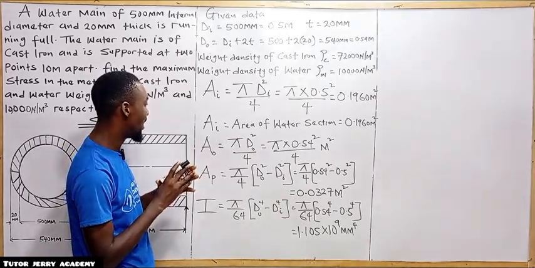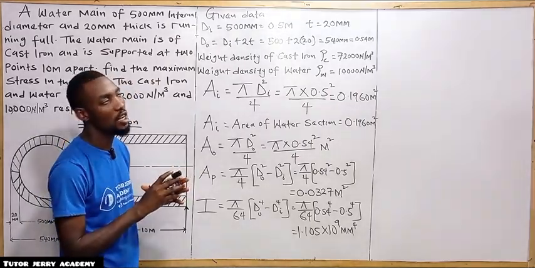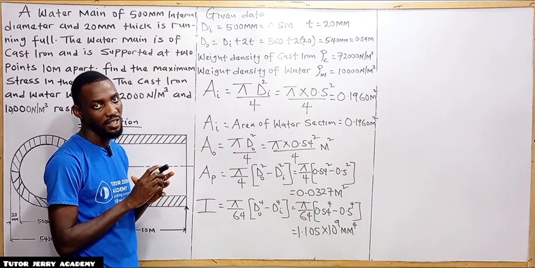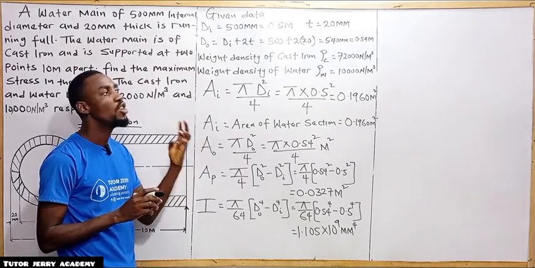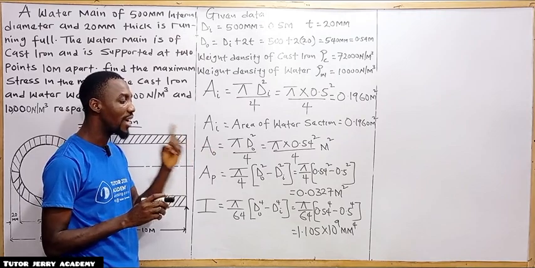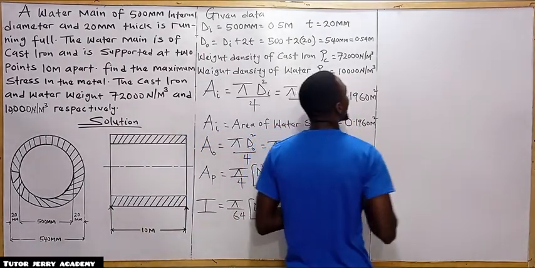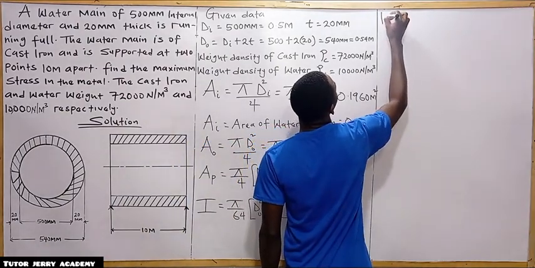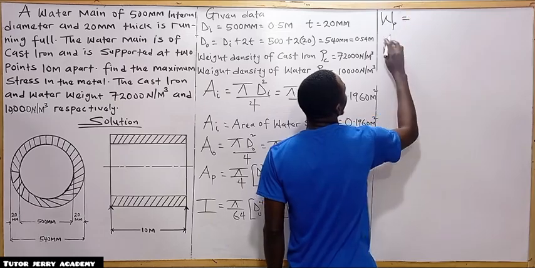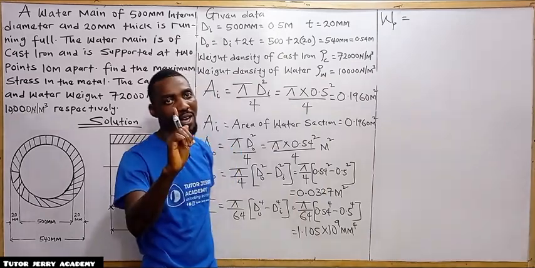All right, so now we are going to find the weight of the pipe section and the weight of the water for 1 unit length. All right, so let's go for the weight of the pipe section. So let's denote this with W subscript P, weight of the pipe section. Please, you can write it in full, please. Weight of the pipe section for 1 unit length.